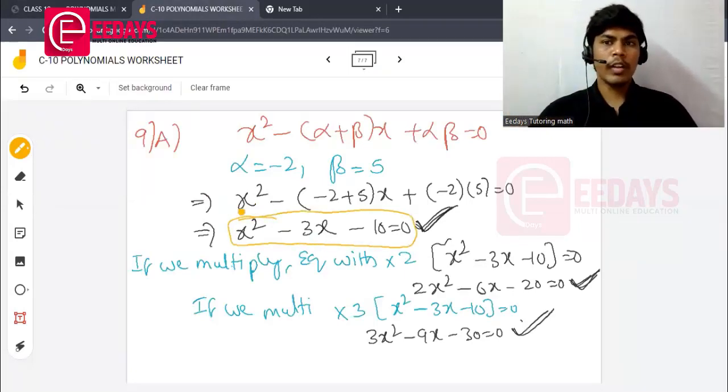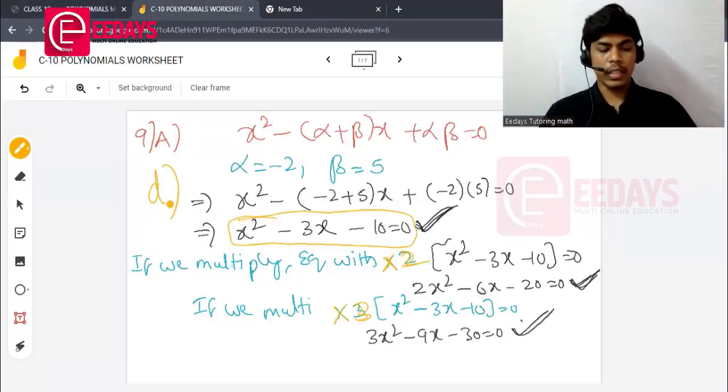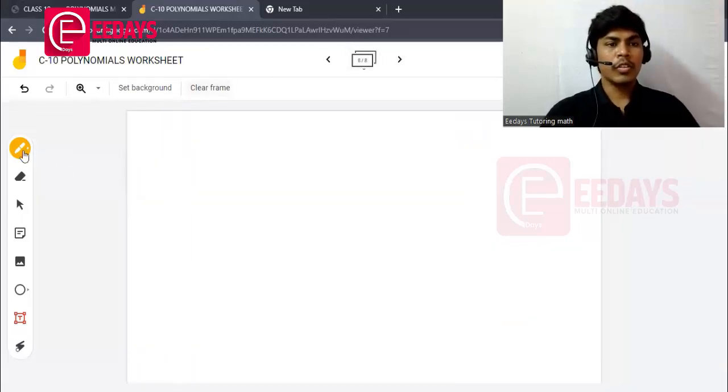We have to generate an infinite number of equations. I multiply with 2 here, I multiply with 2 here, and I multiply with 3 here. You just multiply with 4, multiply with 5, multiply with 6, till infinity. You are getting more than 3 equations. So that is why option D is the correct answer for the 9th question. Okay, let's move on to the 10th question.